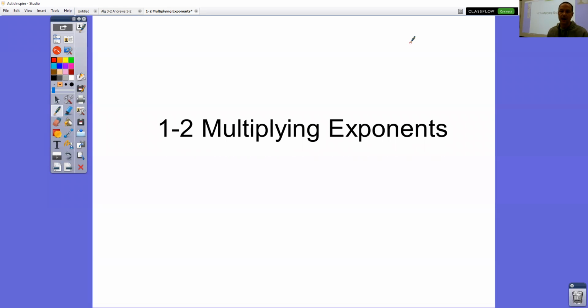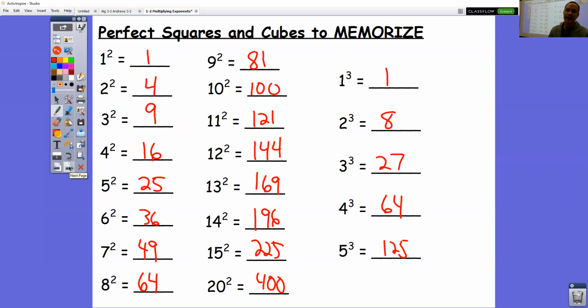So today we're learning about multiplying with exponents. There is a rule that you need to know. But first, looking at perfect squares and cubes, you should be memorizing these. You probably know most of them already. Remember, when something is squared, that really means it's being multiplied out twice.